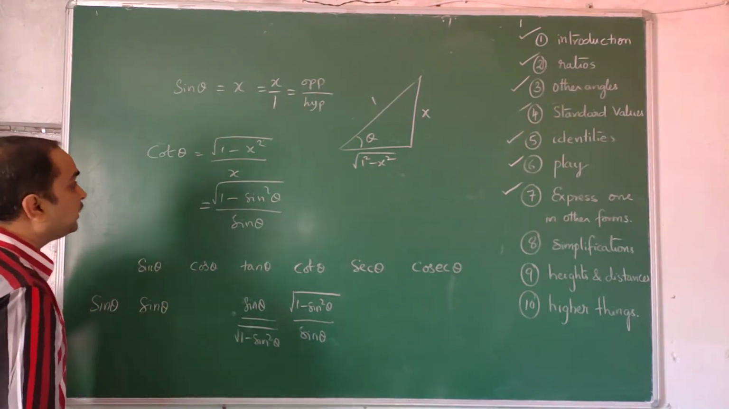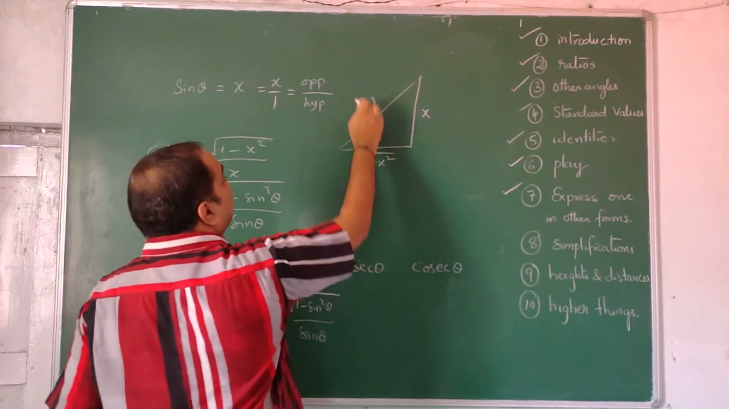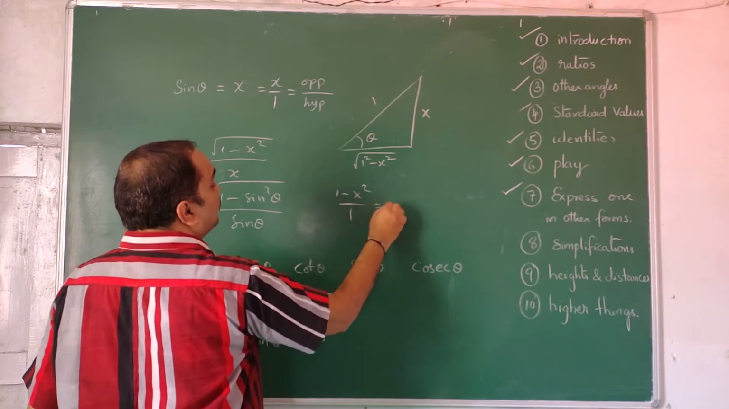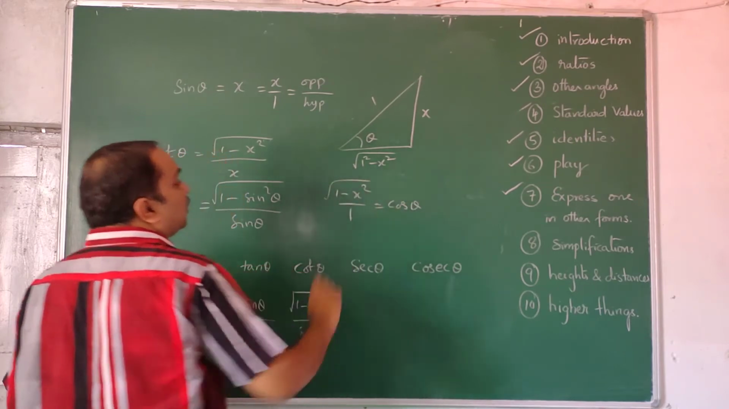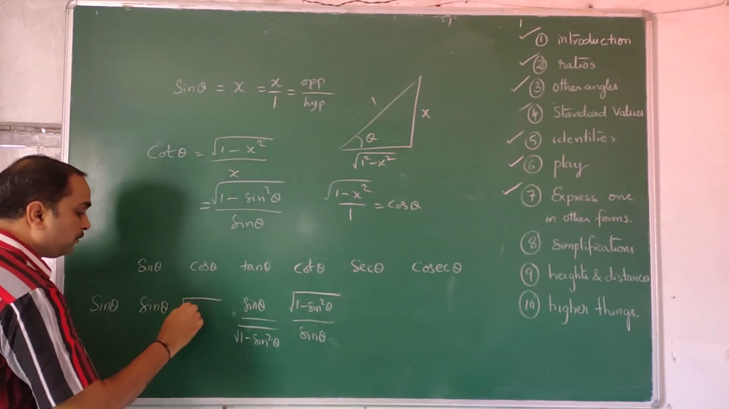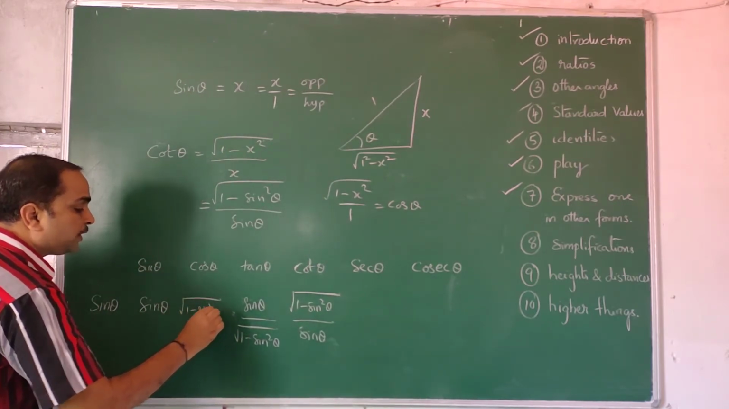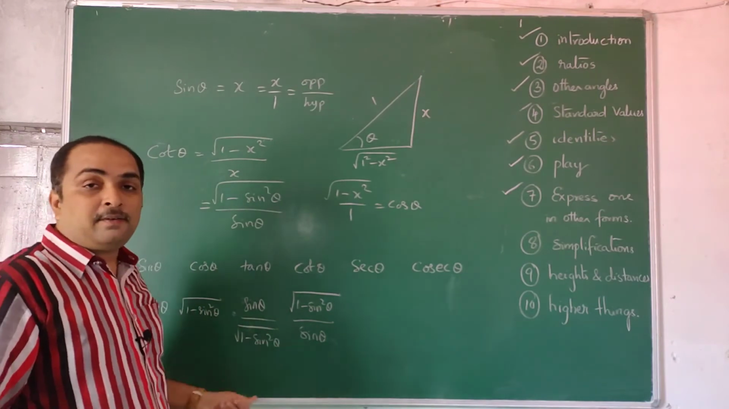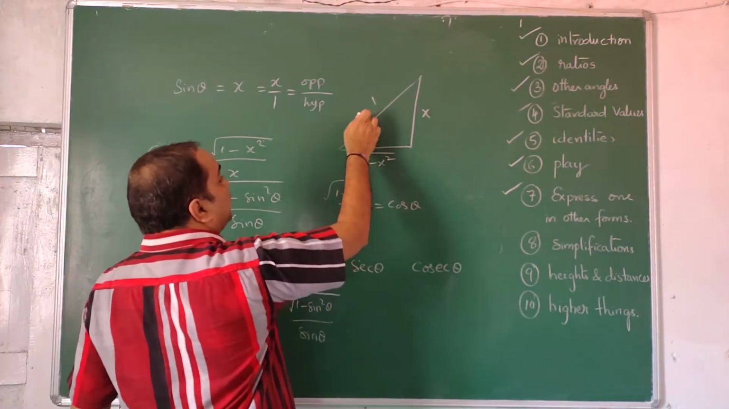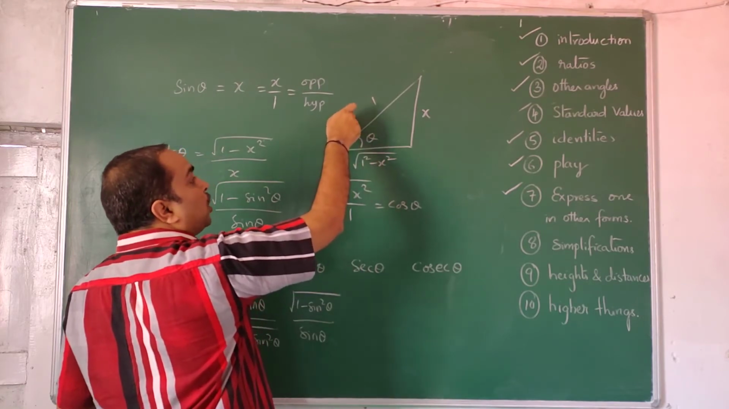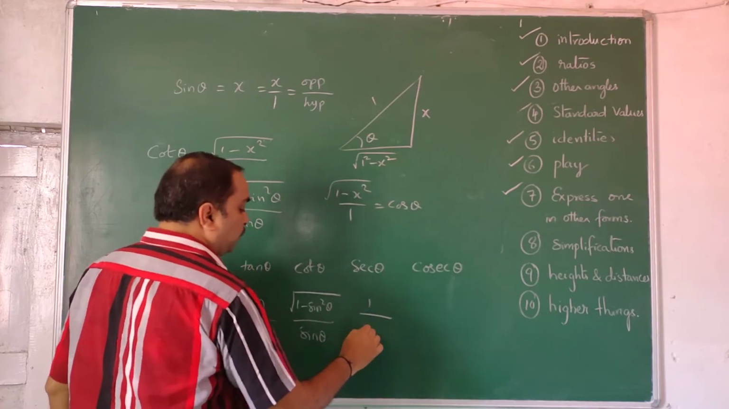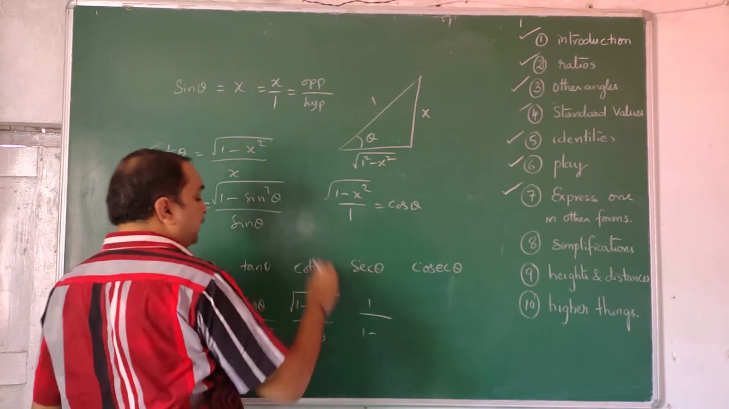How will you write cos theta? Cos theta from this by this: under root of 1 minus x square by 1 is cos theta. What is x? x is sin theta. So this is under root of 1 minus sin square theta. So whatever identities we derived, all those things are also coming here now. Secant theta: I told you this by this is cos, this by this is secant. 1 by this, 1 by under root of 1 minus x square, where x is sin theta.